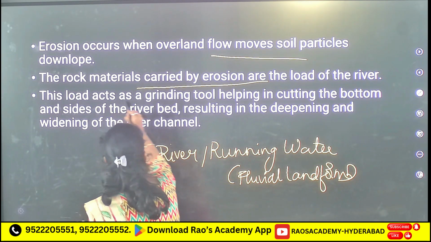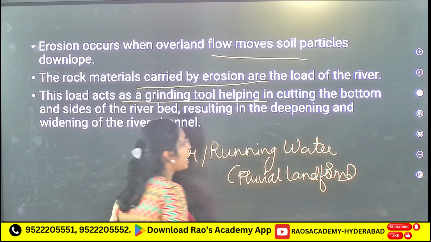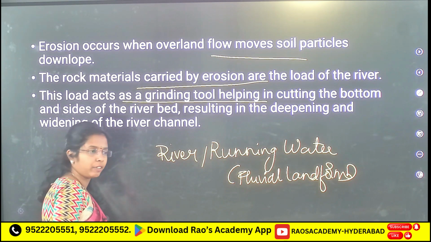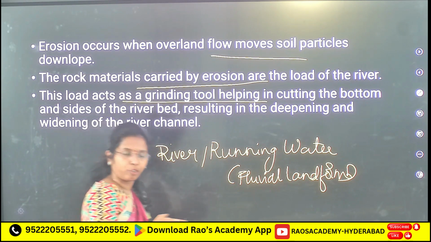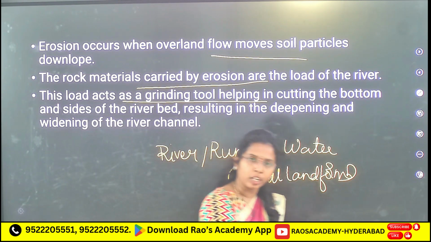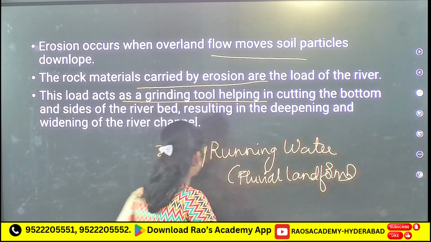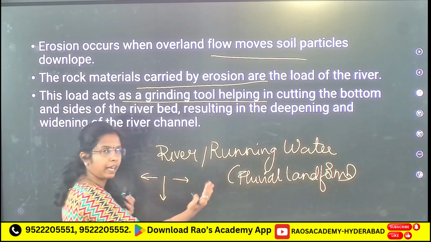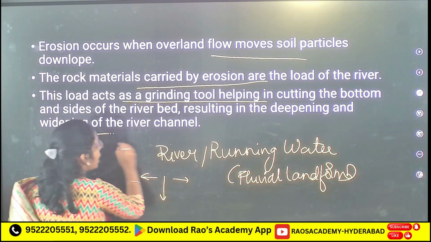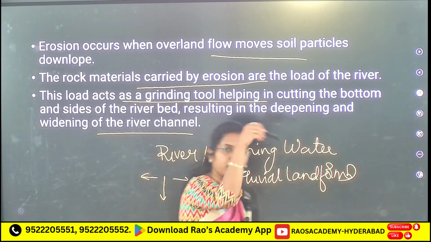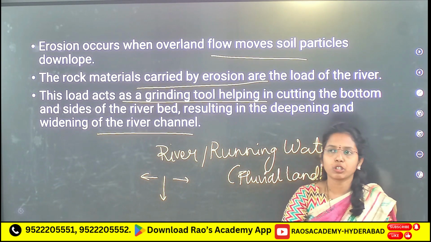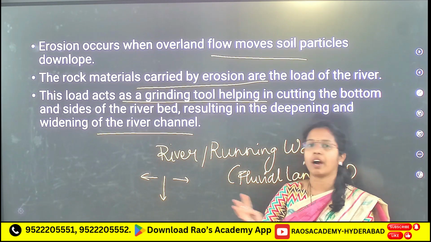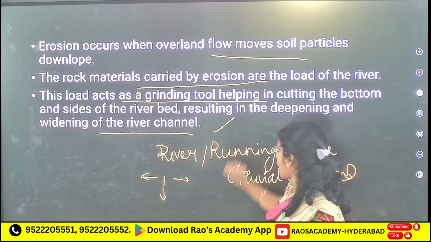Now this load acts as a grinding tool, helping cut the bottom and sides of the river. When the water flows, it cuts vertically and laterally. Vertically means downside, laterally means sides. When vertical erosion happens you see deepening. When lateral erosion happens you will see widening of the river channel.